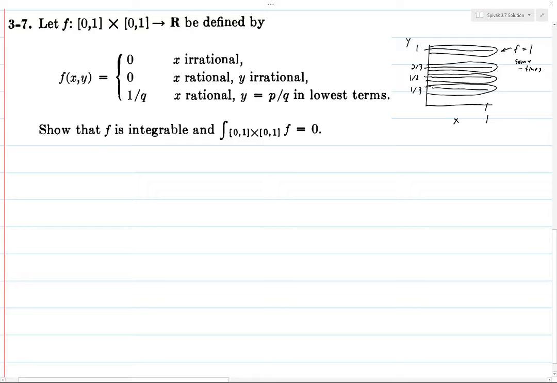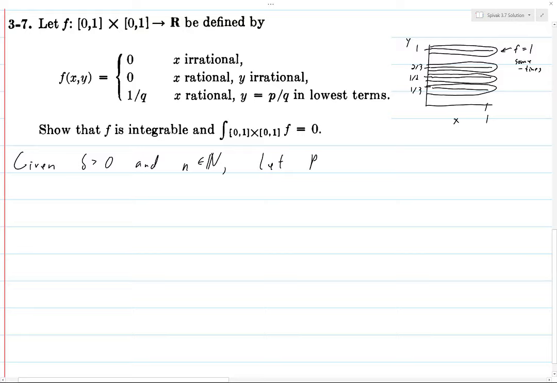So anyways, given delta greater than 0 and some natural number n, of course natural numbers here don't include 0, because I'm an analyst. Natural numbers are 1, 2, 3, etc.